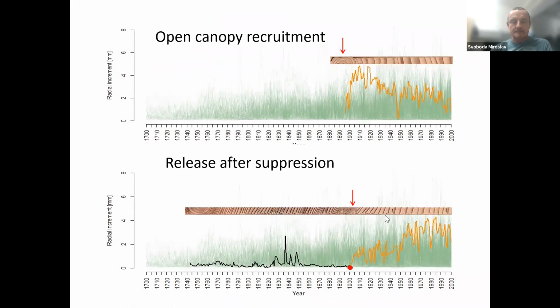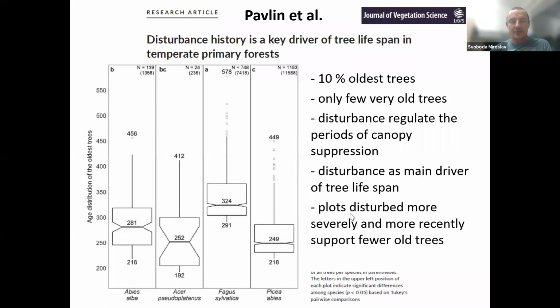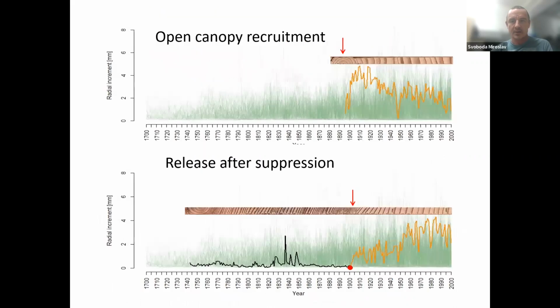Because in the stands where you have less frequent and less severe disturbances, you will find more trees with this really suppressed growth. And basically, what we found out is that these periods of suppression are actually really important for trees getting very, very old. I will talk about it a little bit later.